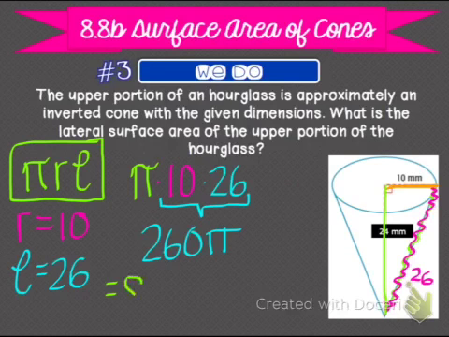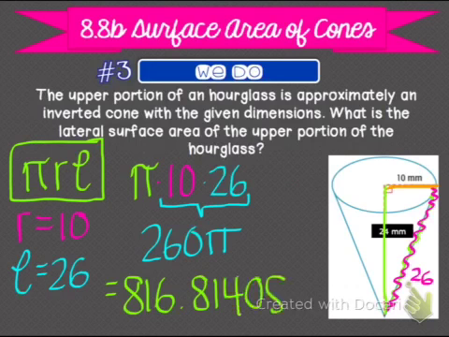So the hairy ugly decimal that I get is 816.81408 and so on. So for rounding, I'm going to check here. 1 is not 5 or higher, so I'm going to keep it at 0.8. So I'm going to get rid of all this. And then for our label, we had millimeters. Well, we were just finding the lateral surface area, which is part of surface area, so it's still just squared.